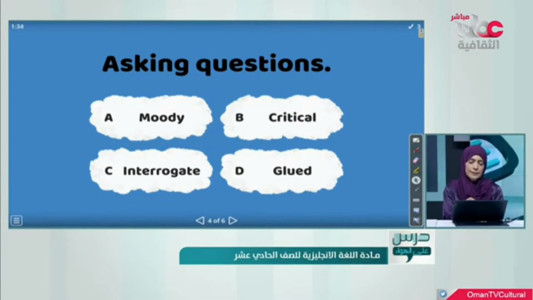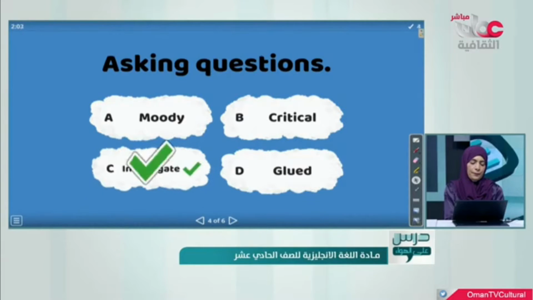Asking questions. Whenever you do something, you will face a list of questions. In this place, we have to search for that. We will leave moody and critical because we chose them before. They are left, we got their meanings. We have interrogate and glued. Asking lots of questions about something refers to the word interrogate, which is a verb.